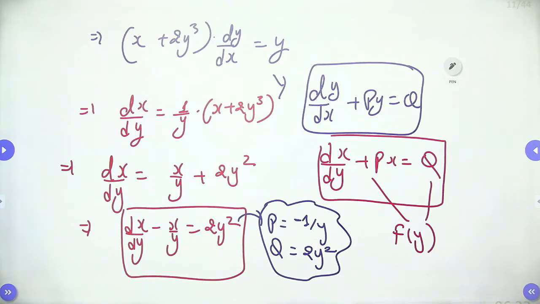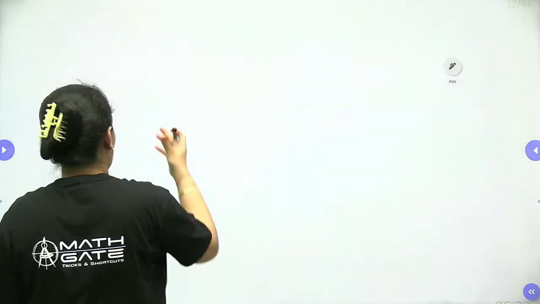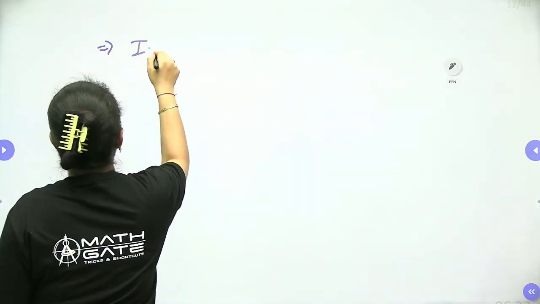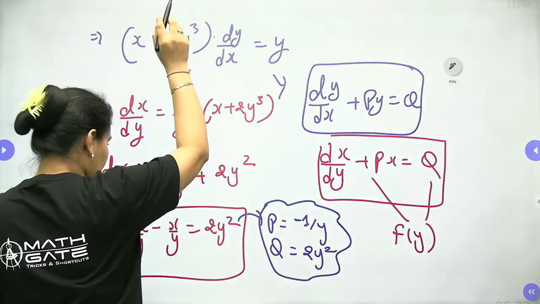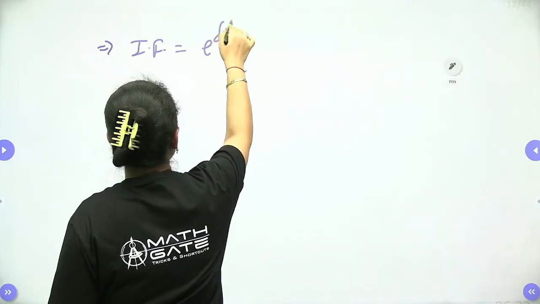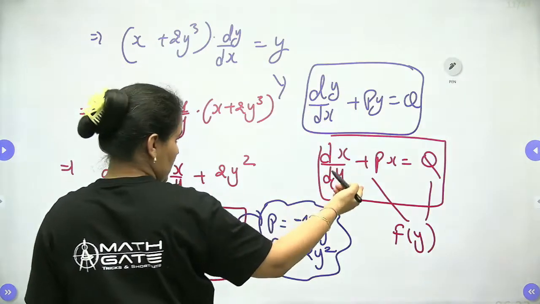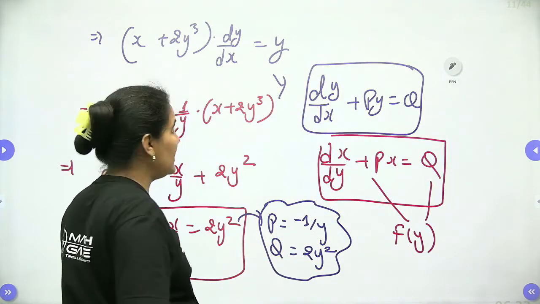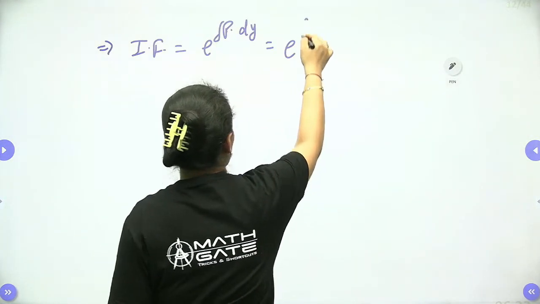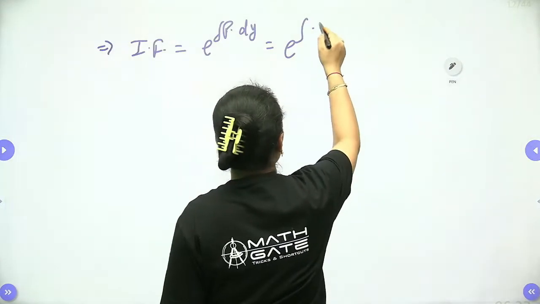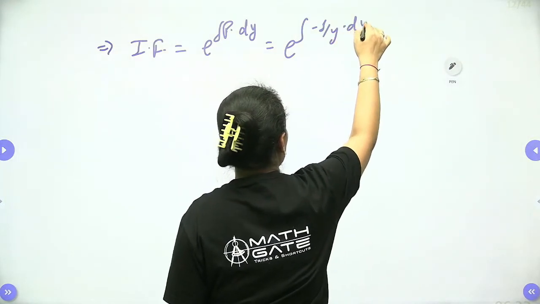Okay, now let's approach the integrating factor. The integrating factor is equal to e to the power P dy only, because here we have a different equation, right? So it will be e to the power P. In place of P, we can write minus 1 by y dy.